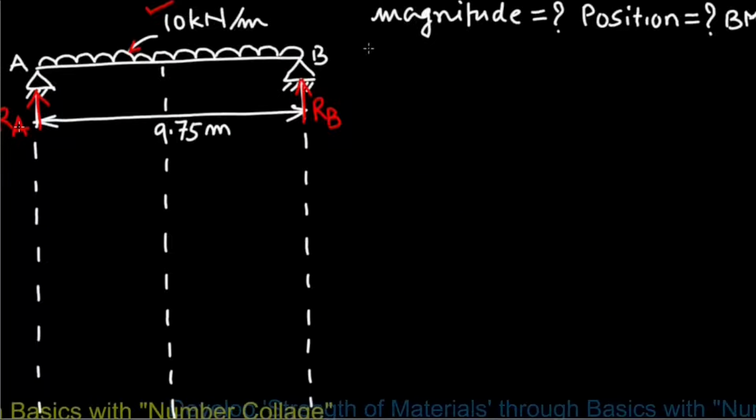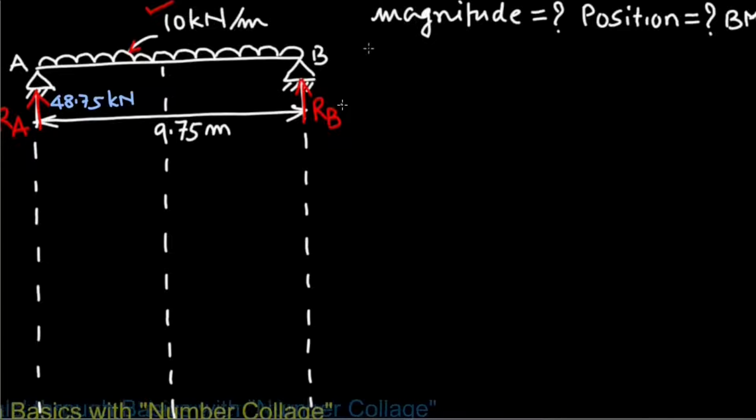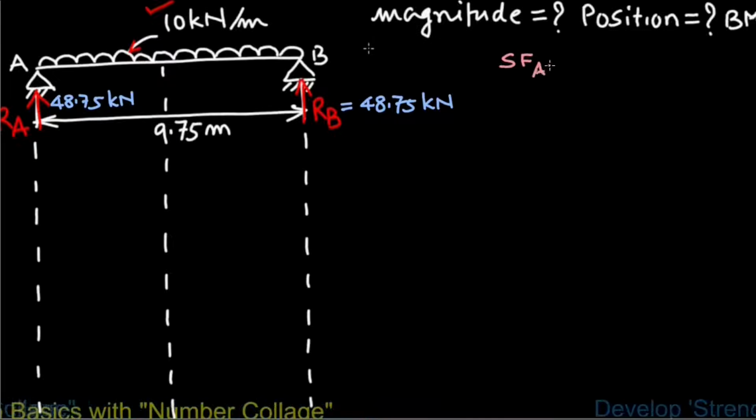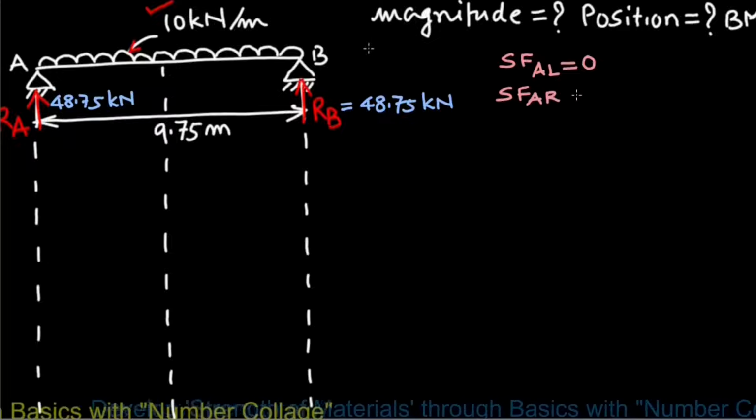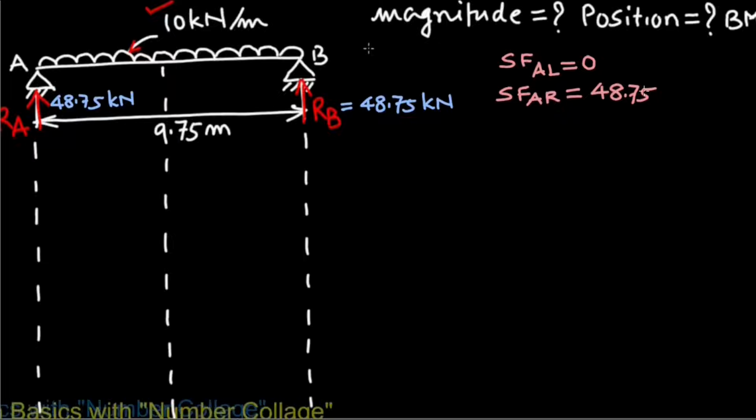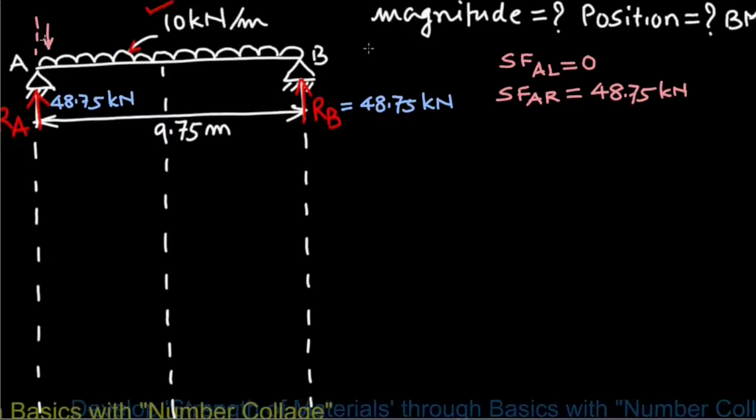Now we have RA equals 48.75 kilonewton and RB equals also 48.75 kilonewton. Now in shear force calculations, we have shear force to the left of point A equals 0 as there is no load. Shear force to the right of point A is 48.75 kilonewton according to downward load to the right of point A.